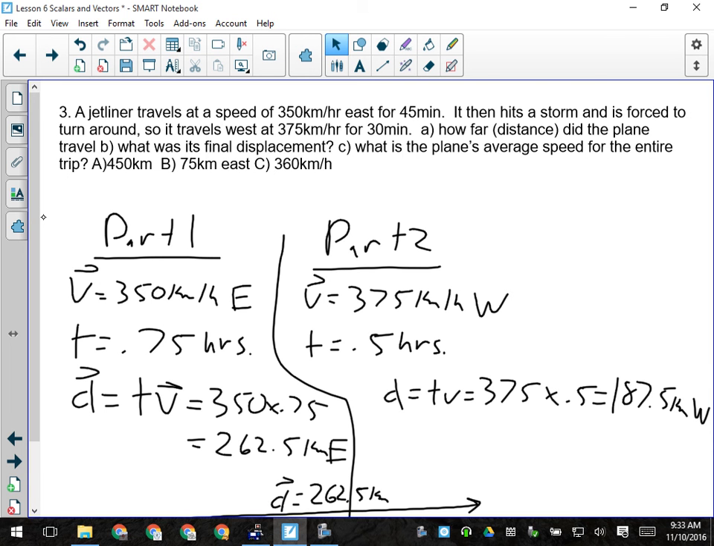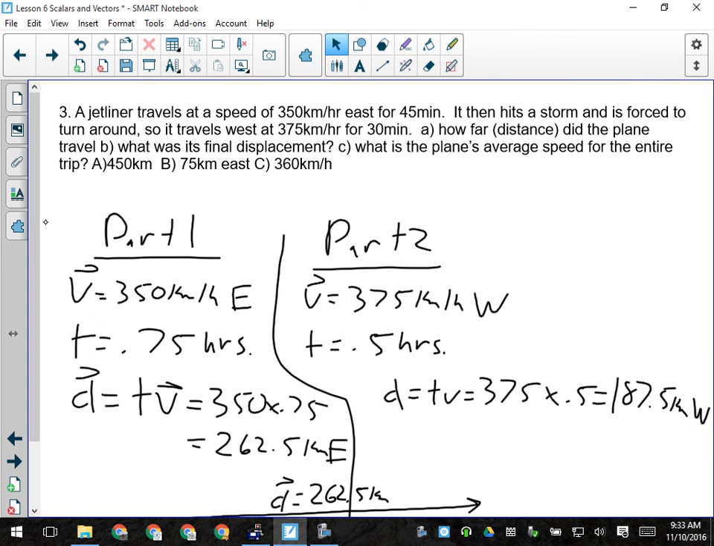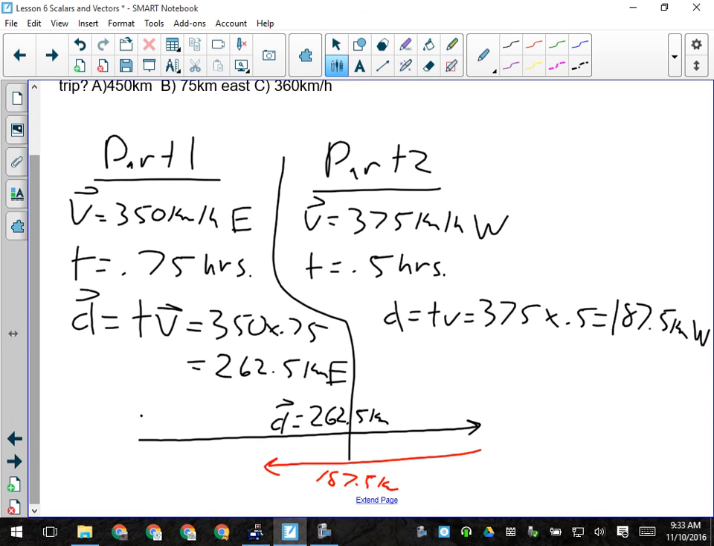All right, to get the total displacement, I went 262.5 this way, and then I went back 187.5. So what do I have to do with those two numbers? Now I have to subtract them or add them, making the 187.5 negative, whichever way makes sense. When I subtract those two, I'm going to get 75 kilometers east of where I started, because here's where I started, and I did end up 75 kilometers east of that.